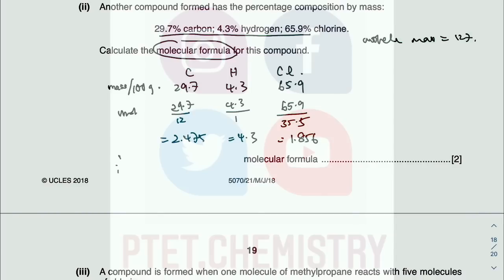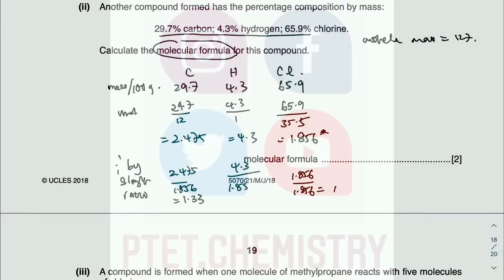Then you know the next thing is you need to divide by the simplest ratio. Simplest ratio means divide by the smallest number. In this case, that is the smallest number. That divided by itself is just 1. I don't need to do anything there. That divided by 1.856 is 1.33. Oh, I can see a difficulty here already. Anyway, I'll talk you through it in a little bit.